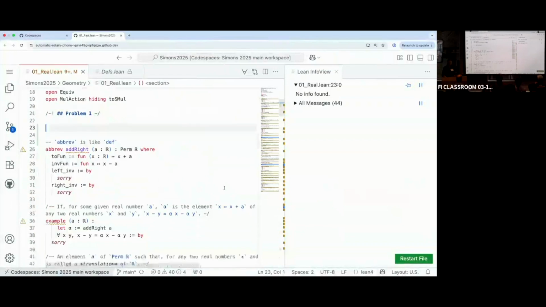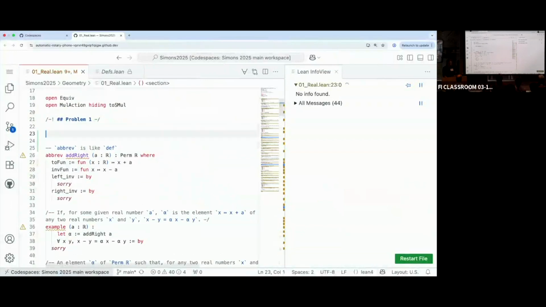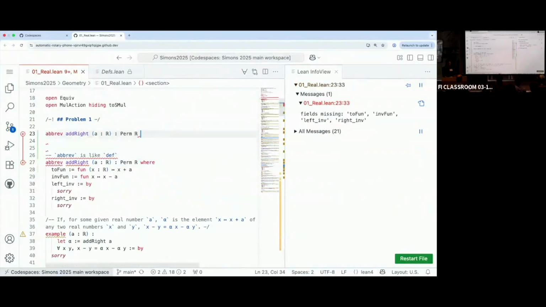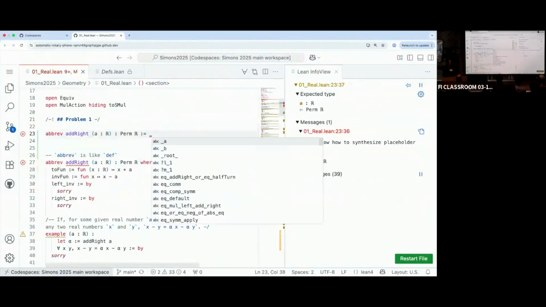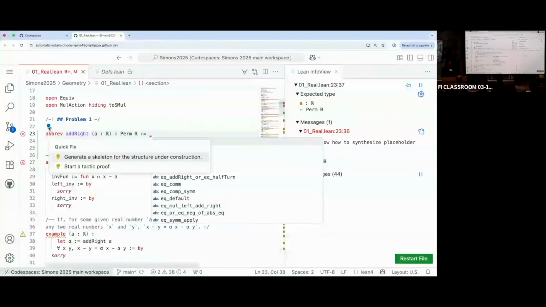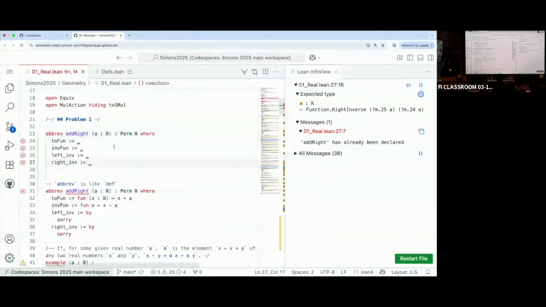Sorry, can you repeat the trick again? Yeah, sure. Let's say I know that I have to construct an element of the permutation group of the reals and I don't know what it's supposed to be, I write colon equals underscore. This brings up this blue pop-up. I click on the blue question mark pop-up and I click generate a skeleton. And at that point, I'm told what the various pieces are.